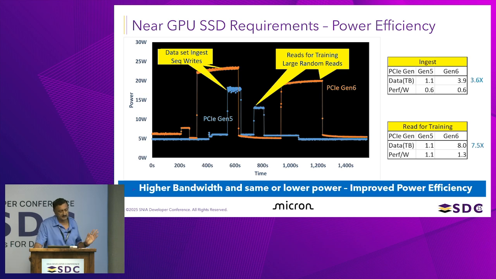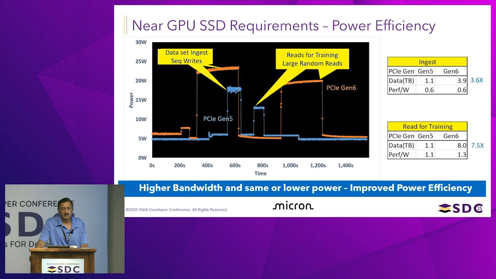And you can see there's the ingest phase where sequential writes come in, and then there's a read for training phase, which is where the random reads come in. And clearly the Gen 6 drive is consuming more power than the Gen 5 drive, but if you look at the amount of data that was ingested and read in, on the top right, you can see that the Gen 5 drive took about 1.1 terabytes ingested in that time frame.